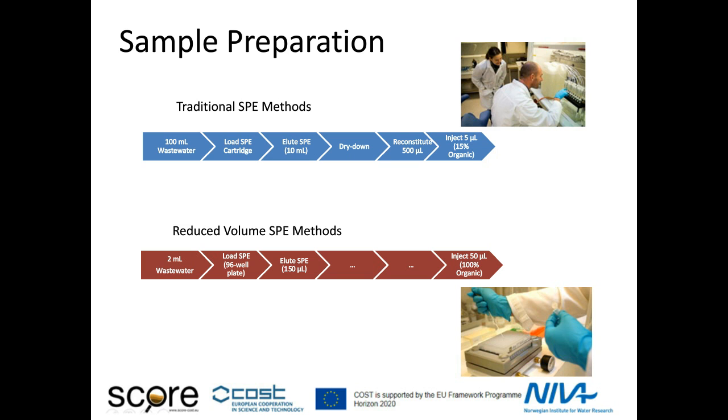Because it's a micro extraction plate, the mass of sorbent is obviously tiny compared to the cartridges, so it requires less volume to elute. I elute in only 150 microliters. That way I don't need a dry down step, and I don't need any reconstitution. I just inject straight organic, 50 microliters straight onto the LC column.